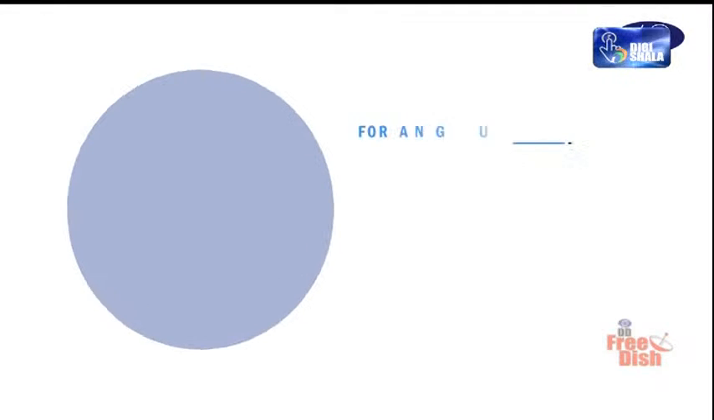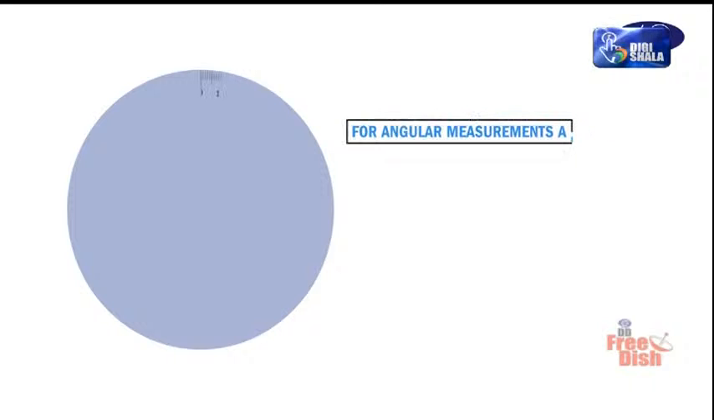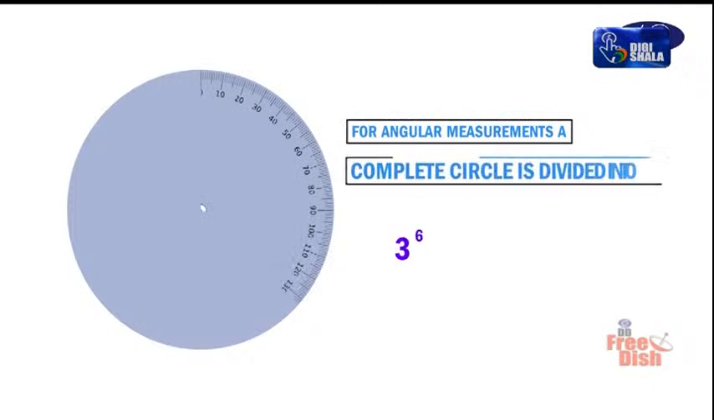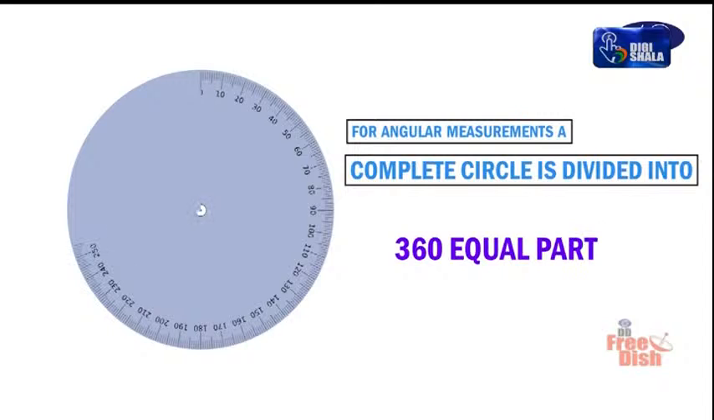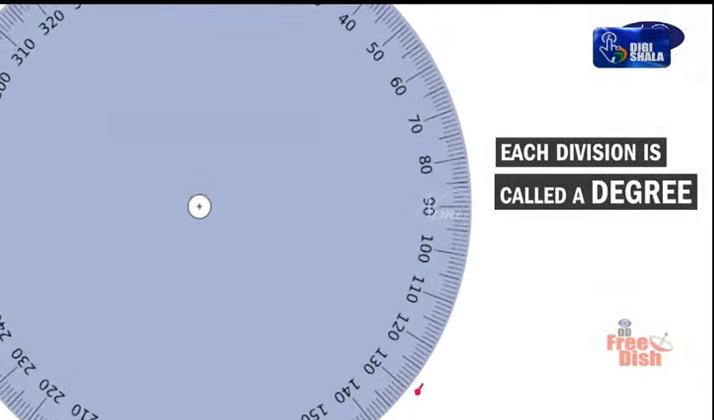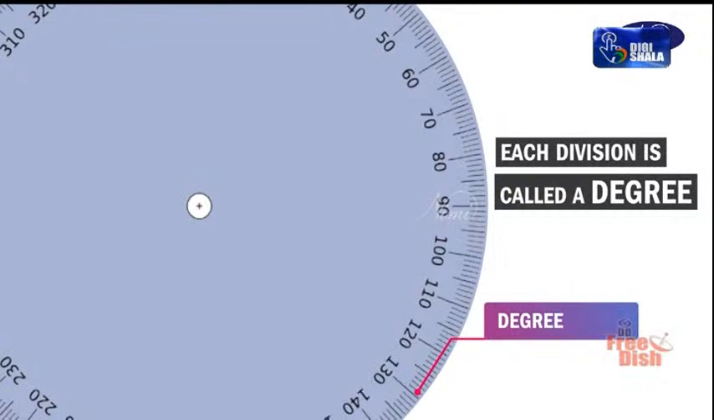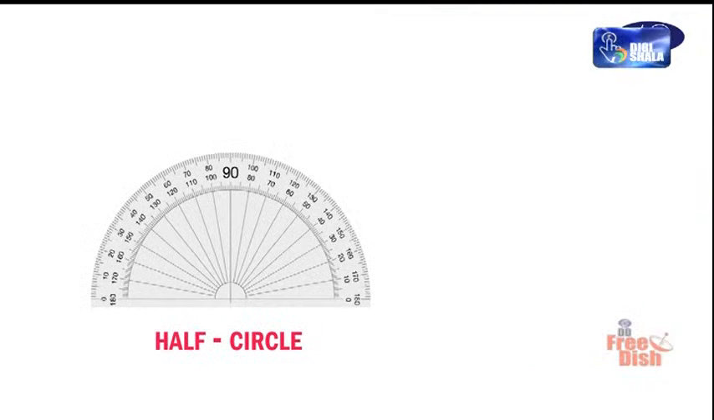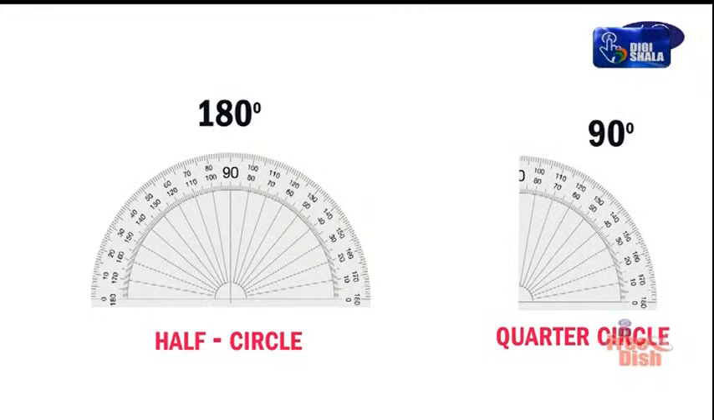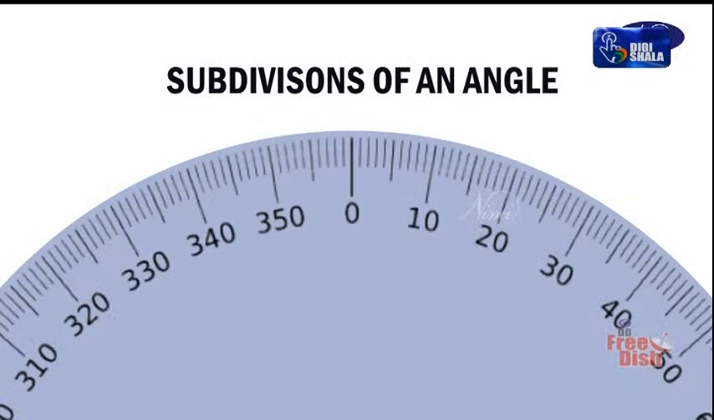For angular measurements, a complete circle is divided into 360 equal parts. That means 360 degree. Each division is called a degree. A half circle will have 180 degree. Quarter circle will have 90 degree. Next, subdivision of an angle.